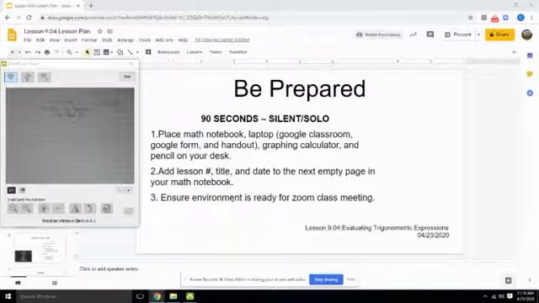Also, please make sure that you update the heading for today, which is lesson 9.04. You have the date and the title, and you're ready to go. As usual, this will be the Think About It section. So please take a second and get everything in order, and then we'll move on.